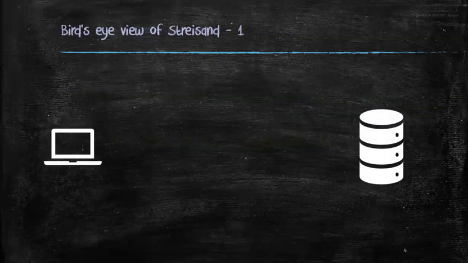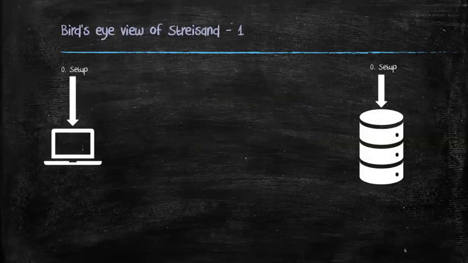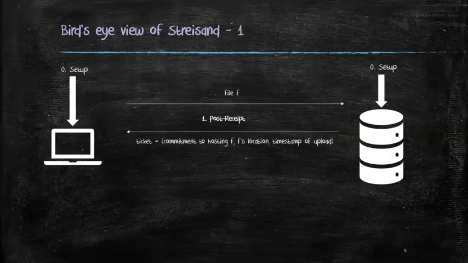So now we look at some protocols of Streisand. The first protocol here is the setup protocol, which is used to establish the public parameters of the system, such as public keys and such. The second protocol is the post-receipt protocol, which the client initiates when it wants to upload a file to the server. And if the server accepts to host this file, it returns a ticket which contains a commitment to hosting F, the location of F, and a timestamp of upload.